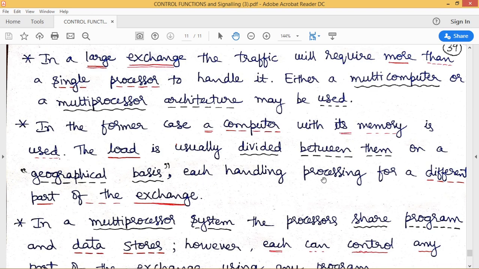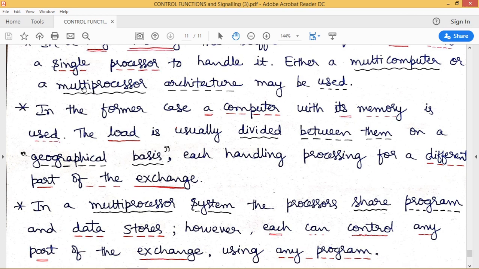Of course, each is handling processing for a different part of the exchange. Each computer will be taking care of different parts of the exchange. Different parts inside an exchange are associated with handling calls from different geographical areas.